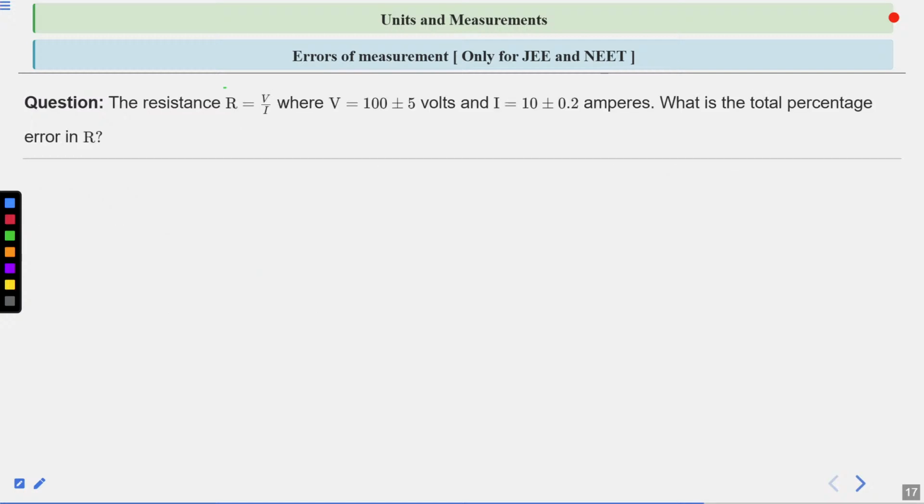The resistance R is equal to V divided by I, where V is equal to 100 plus minus 5 volts and I is equal to 10 plus minus 0.2 amperes. What is the total percentage error in R? So here you have to find out the total percentage error in R. Please solve this question.